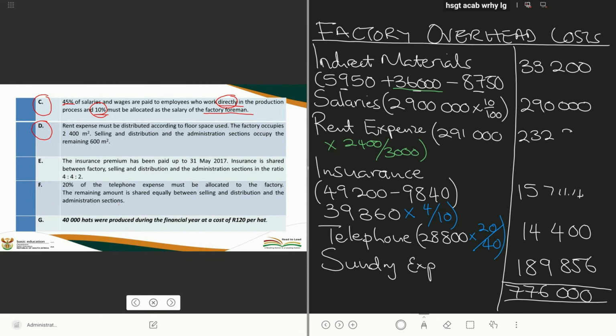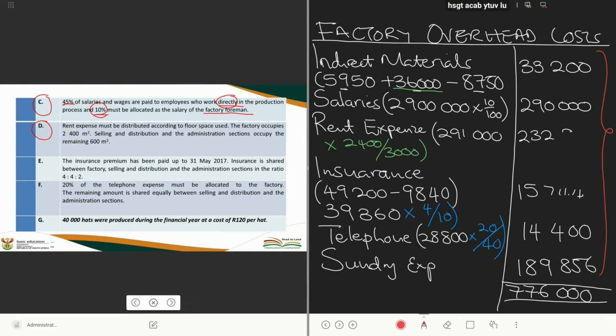All right? So we added all these ones, and we have a total of 776,000. Now, I want us to continue. When we have this now, where do we take it? Definitely, we will take it to our production cost statement.